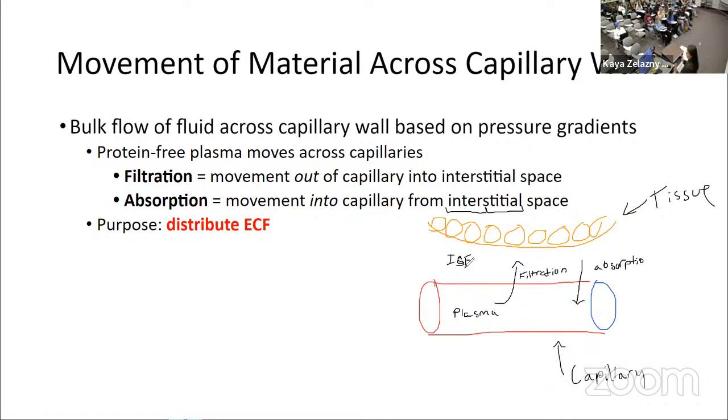Okay. So we're trying to make sure that we have the right amount of fluid around our tissue, the right amount of fluid in our bloodstream.